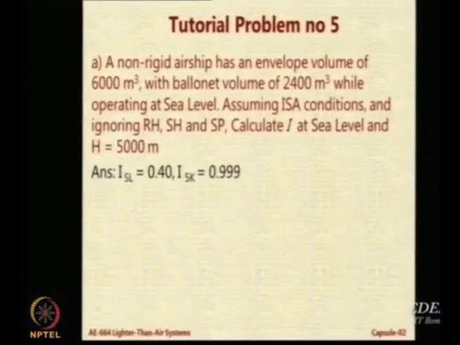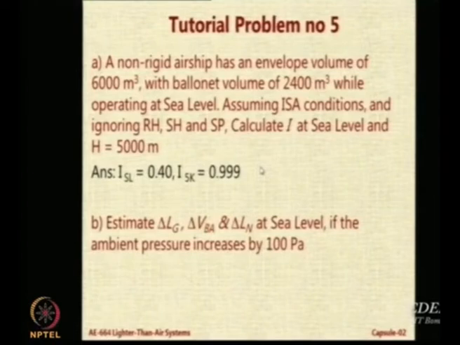ISL is equal to 0.6, and I at 5k will be 0.999. Okay. So now let's calculate the change in the gross lift. Yes, it is 0.6. I am going to correct it. ISL is 0.6, not 0.4. And I 5k is 0.999. Okay. So estimate delta LG, delta VBA, and delta LN.